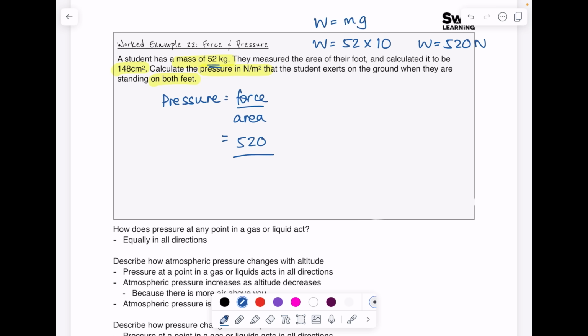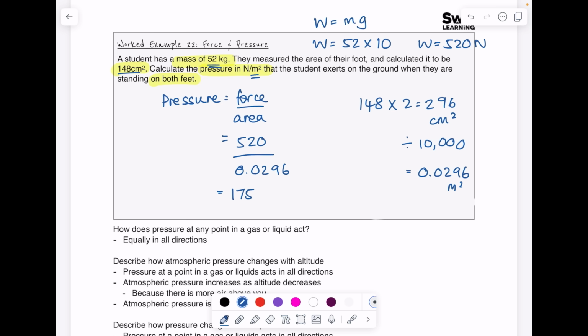What about the area? Well, each foot has an area of 148. There's 2 feet on a person, so we need to multiply that by 2. So we have 296 centimeters squared, but we need that in meters squared because of this unit here. So the way we do that is by dividing by 10,000. Be so careful with your units in physics, but we've done all the working out we now need to do in order to calculate that the pressure is 17,568 newtons per meter squared.